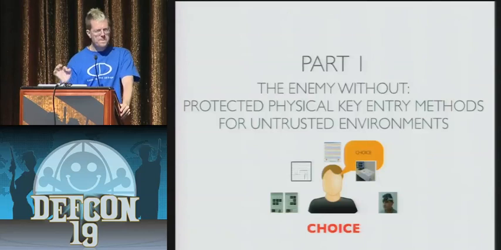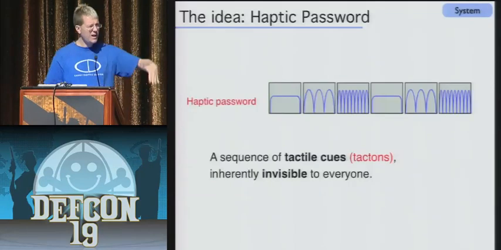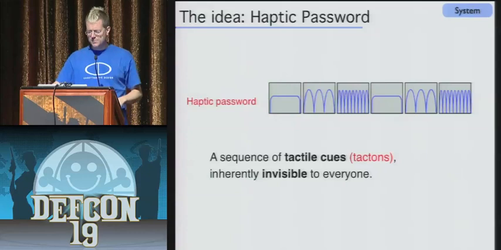So part one, observation: new alternatives for physical key entry to avoid observation at the terminal physically. And the basic idea, which I'll present various methods here, is a haptic password. Or the basic idea really is a side channel that's not visual and is less easily observable. And one of these is haptics.